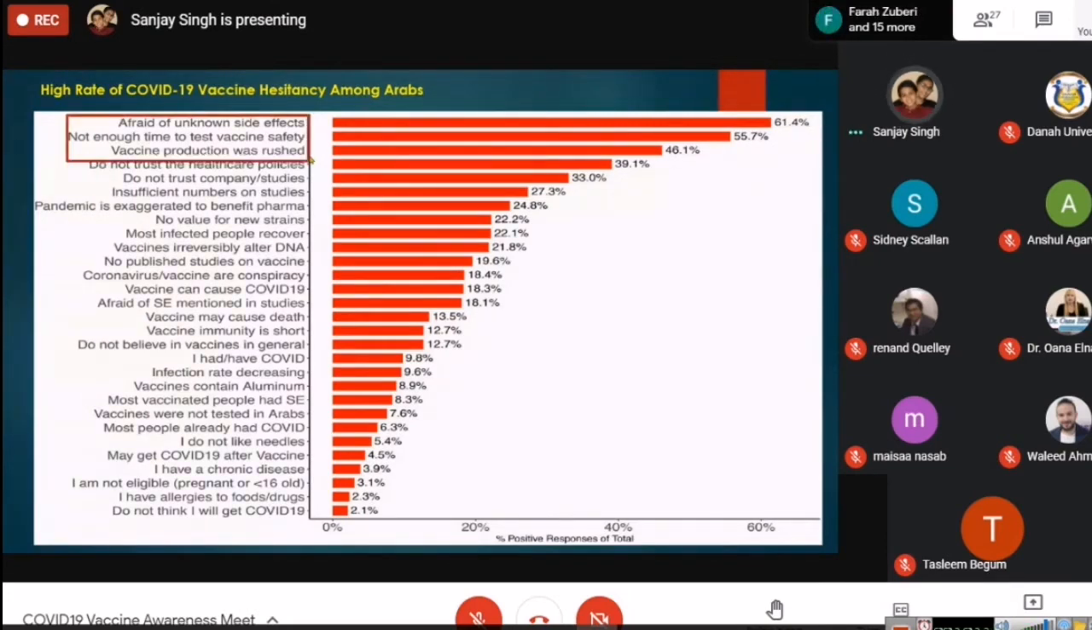And the top 3 reasons he found were that they were afraid of the unknown side effects of the vaccine, and they thought that not enough time was given to test the vaccine safety. And they thought that the vaccine production was rushed. And of course, there are many other reasons they gave, but these 3 were the main reasons.